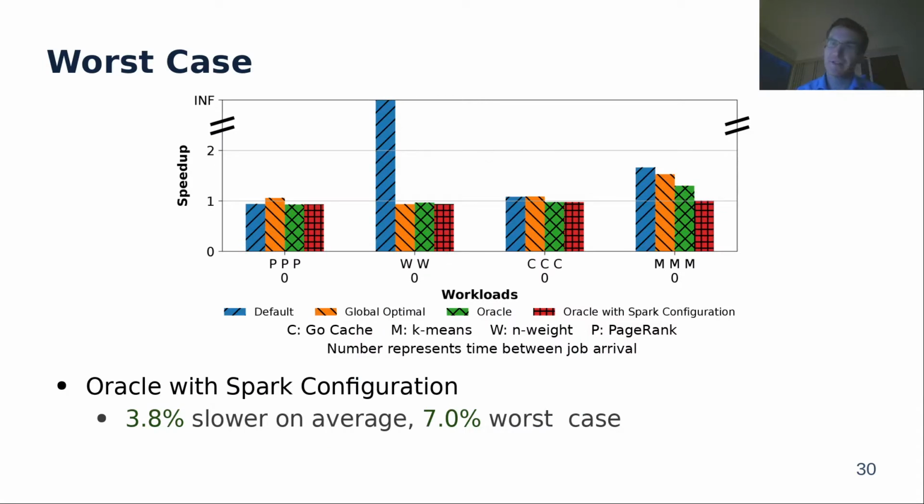Now, let's look at M3's worst case. This occurs when there are no changes in memory demand or availability, and static settings are able to achieve ideal performance. We created workloads running identical jobs that all start together. Despite having no opportunity to improve performance, M3 is still only 7% slower in the worst case and 3.8% slower on average compared to the Oracle with Spark configuration.